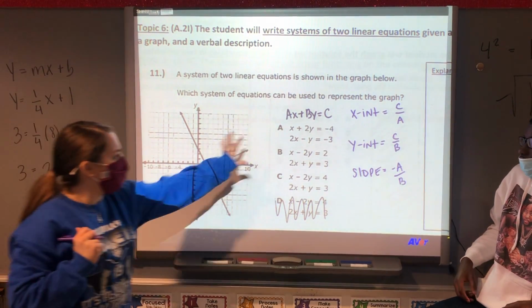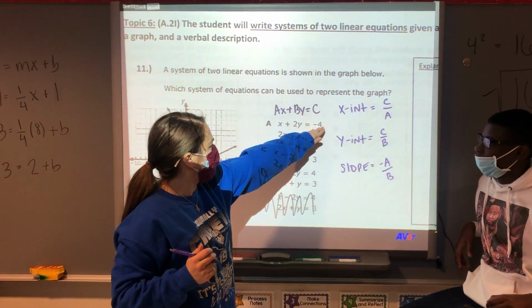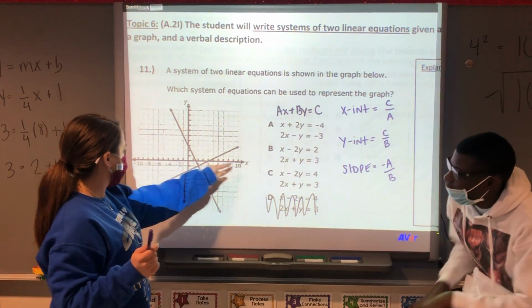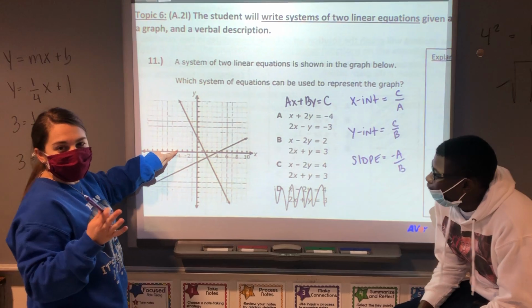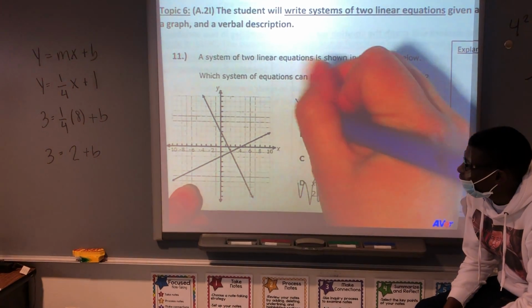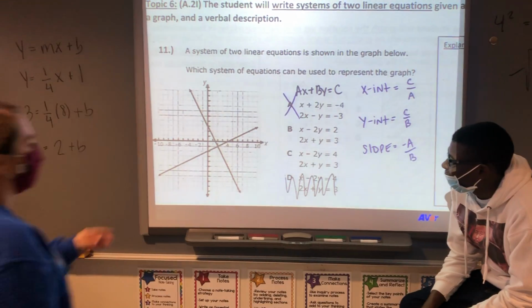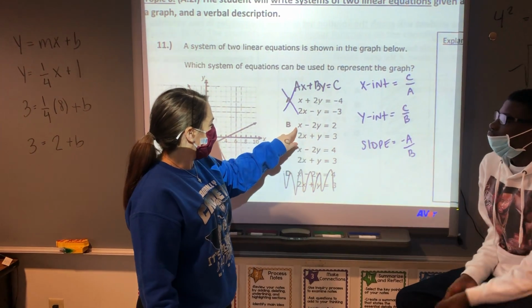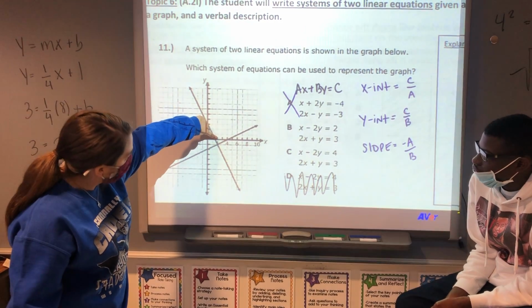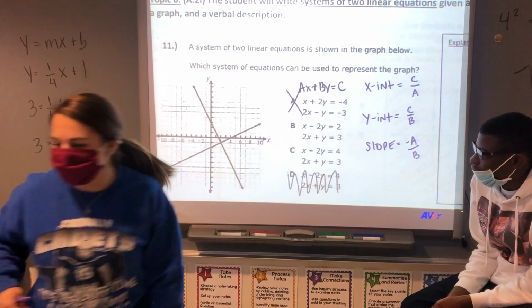All right, so let's go start. The x-intercept for this one, negative 4 over 1, which is negative 4. Do we have an x-intercept at negative 4? No, we don't. So I'm just going to X out that question completely. The next one, 2 over 1. Do I have a 2 over 1? That should be right there. Oh, no. I do not.